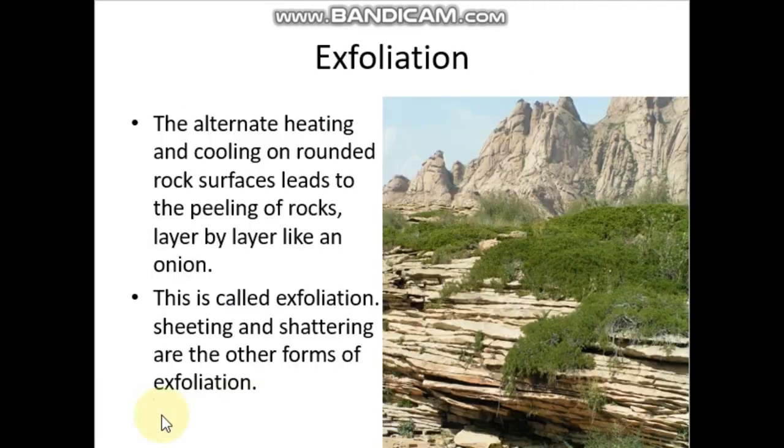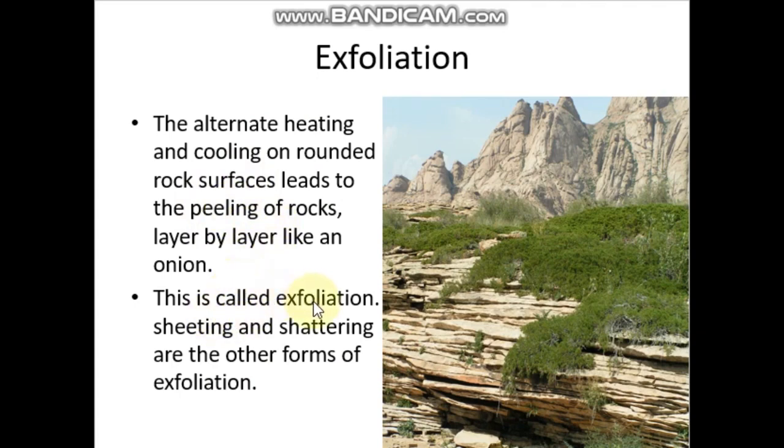Next, exfoliation. What do you mean by exfoliation? We have already learned the meaning of exfoliation. The alternate heating and cooling on a rounded rock surface leads to peeling of rock layers, layer by layer, like an onion. This is called exfoliation.